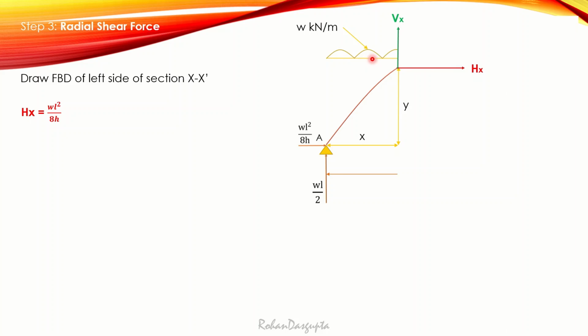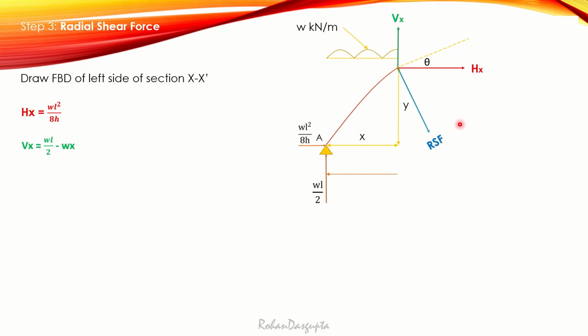And the sign convention for shear force is that, to the left of the section, upward forces are taken as positive and downward forces are taken as negative. So with that, Vx becomes WL by 2, since it is in the upward direction, minus Wx, which is in the downward direction. Now just see that at this point, let me draw the tangent. Now I am drawing the tangent, and let this angle be theta with the horizontal. So radial shear force is going to be perpendicular to this tangent.